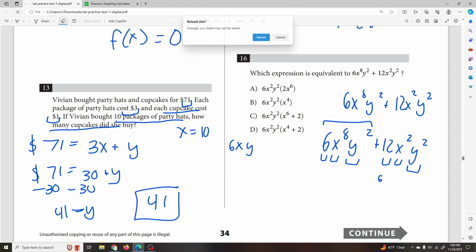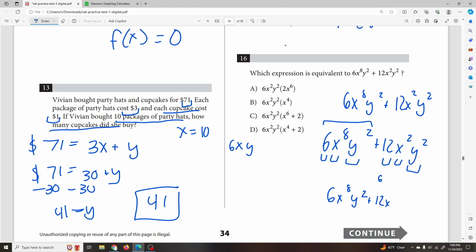So when it comes to this big number, all we did was identify what they have in common. We know that they have 6 in common. We know that they have x squared in common. We know that they have y squared in common. This is everything that we can take out of here because we have both of those values on these sides, right?